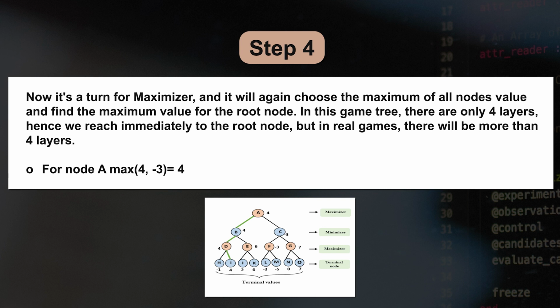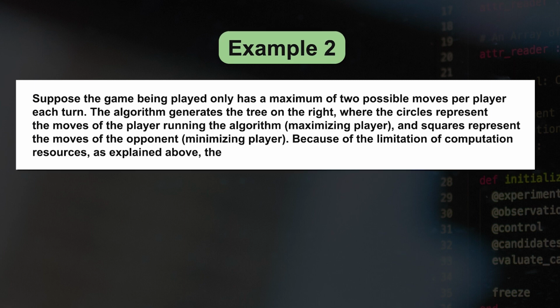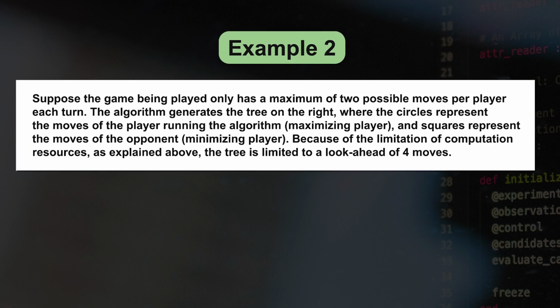So now we will look at another example. Suppose the game being played only has a maximum of 2 possible moves per player each turn. The algorithm generates the tree on the right, where the circle represents the moves of the player running the algorithm, the maximizing player, and the square represents the moves of the opponent, the minimizing player. Because of the limitation of computation resources as explained above, the tree is limited to look ahead of 4 moves.